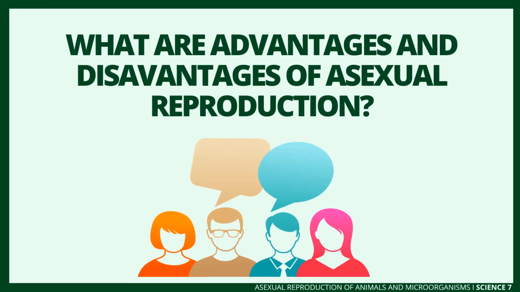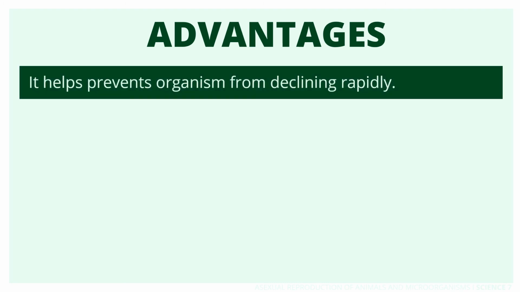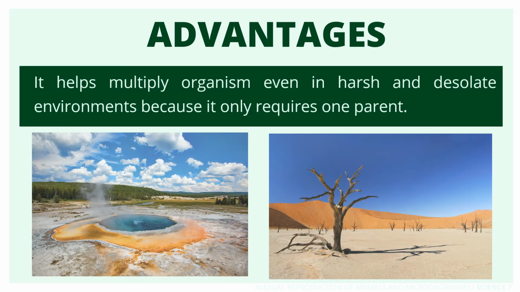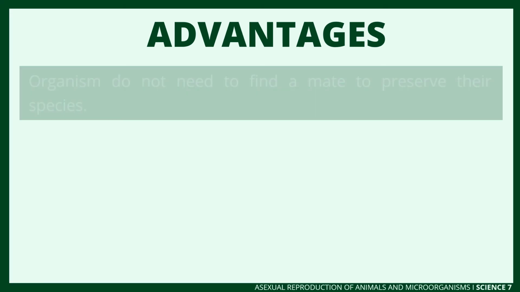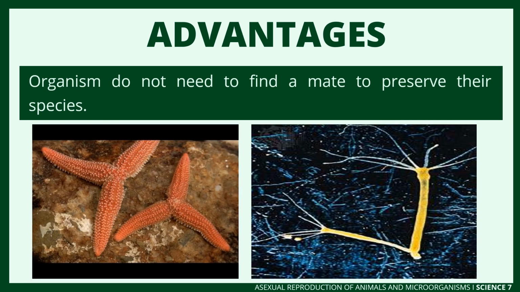What are the advantages and disadvantages of asexual reproduction? Number one edge of asexual reproduction is they reproduce rapidly, preventing them from extinction and decline in population. They can reproduce even in extreme environmental conditions. They no longer need to find or look for a mate to reproduce. Only themselves are essential in preserving their species.